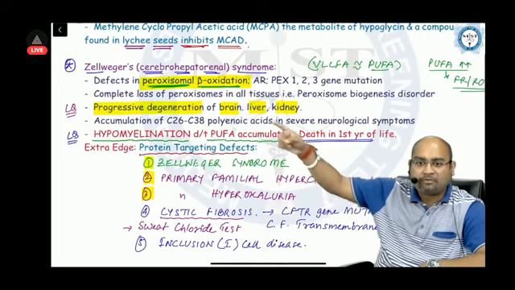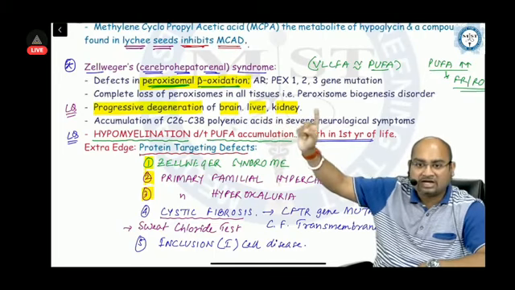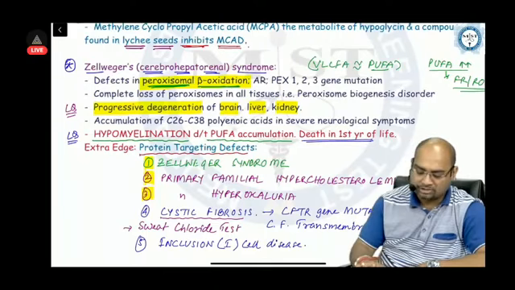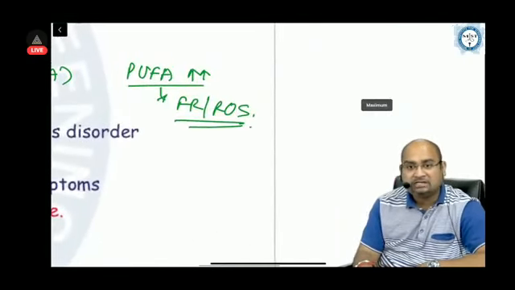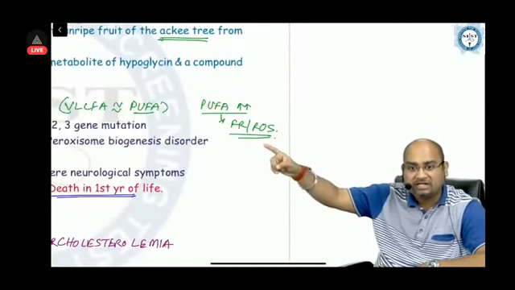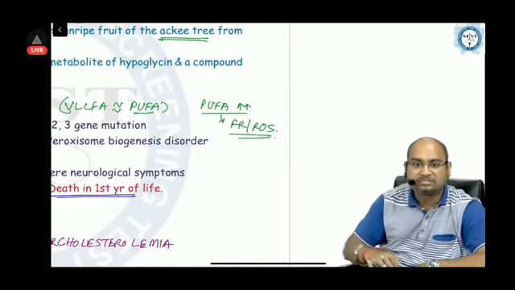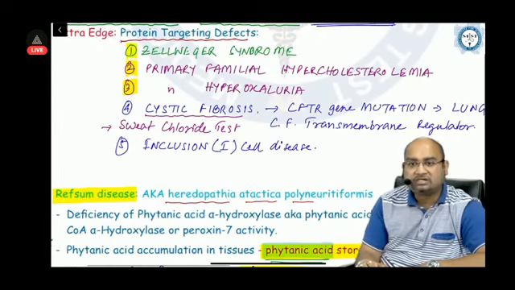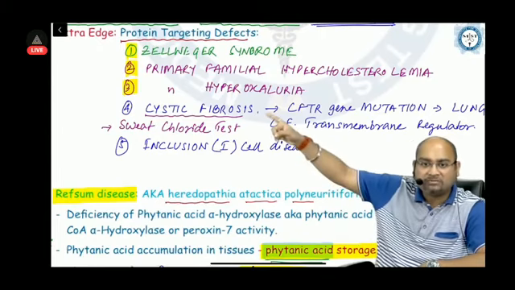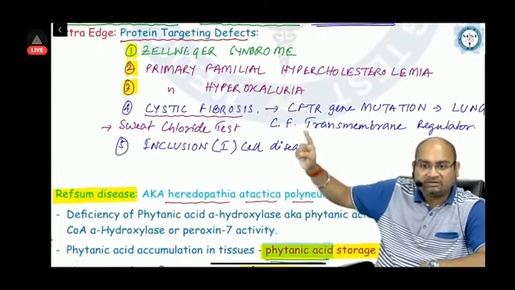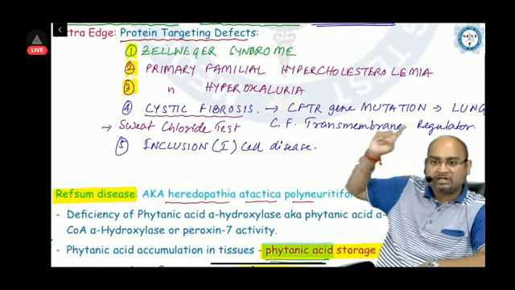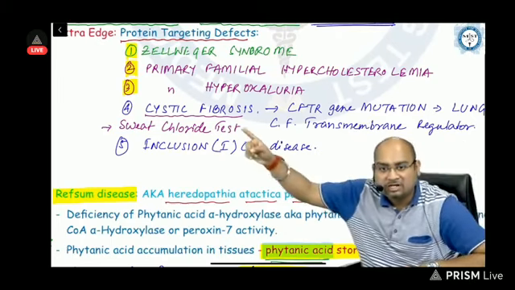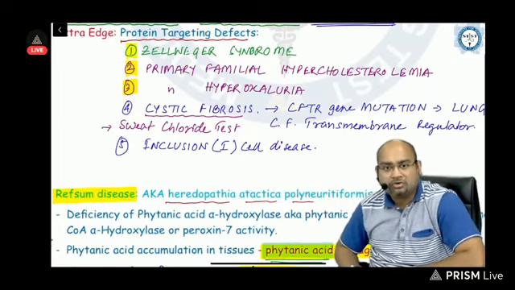And here we have progressive damage of brain, liver and kidney. There is hypomyelination in brain due to increased accumulation of PUFA, because increase in PUFA can liberate free radicals or reactive oxygen species. Please try to understand, in the protein targeting defects, the first three names are important. From cystic fibrosis, please remember, cystic fibrosis transmembrane regulator gene mutation leads to this, and we can diagnose it by the help of the sweat chloride test.